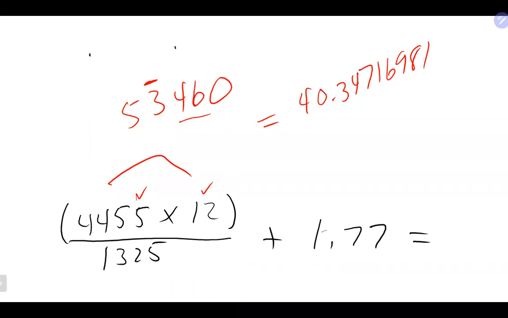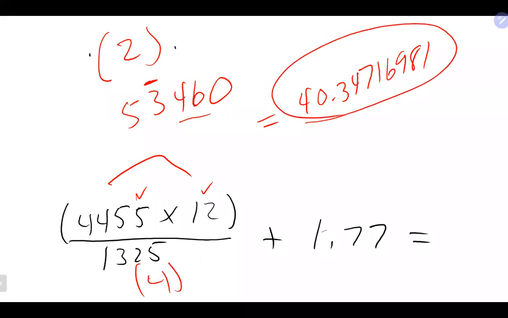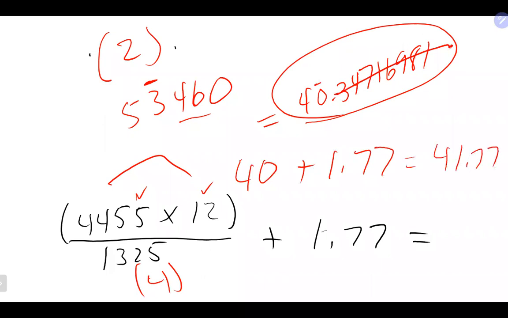Now, technically speaking, my number on top should have 2 sig figs. The one on the bottom has 4 sig figs, which means technically speaking, this answer should be rounded, which takes us to here, which means we should drop all that. So we're now going to take 40 plus 1.77, which gives us 41.77.